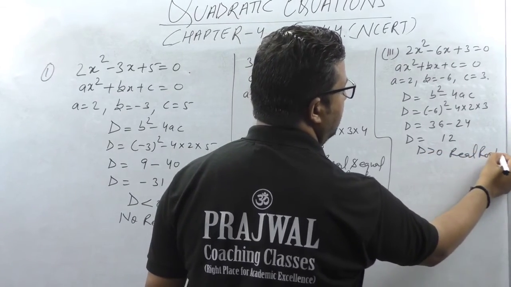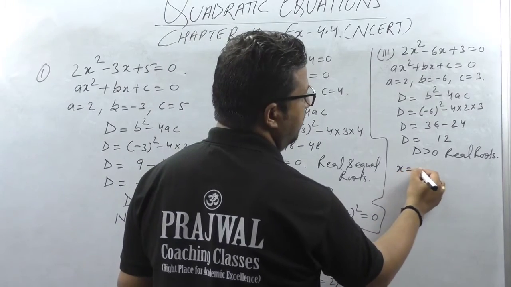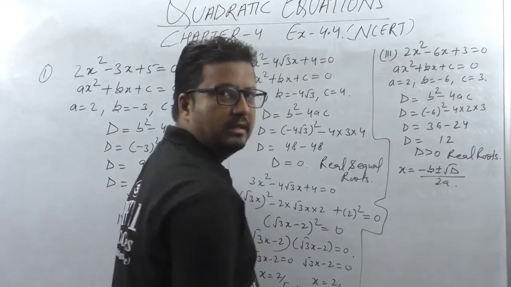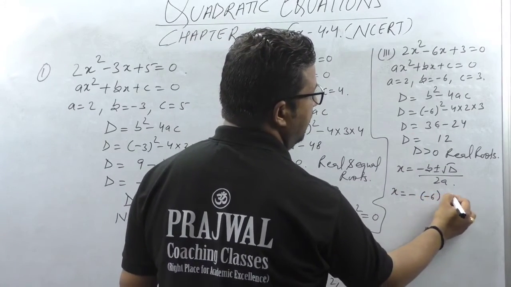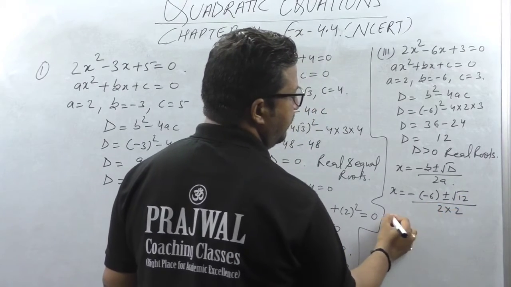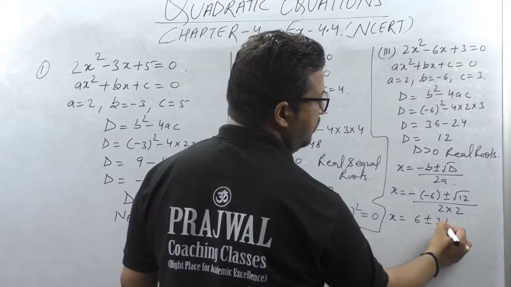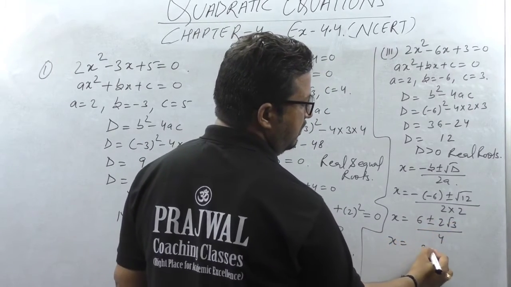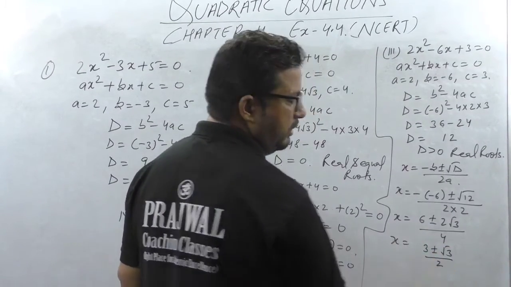Now we can easily solve by using the Sridharacharya formula. The formula is x = (-b ± √D) / 2a. So -b is 6, D is 12, and 2a is 2 times 2, which is 4. So it will be 6 ± 2√3 upon 4. Here 2 you can take common: 2 times (3 ± √3), and the 2 will cancel.